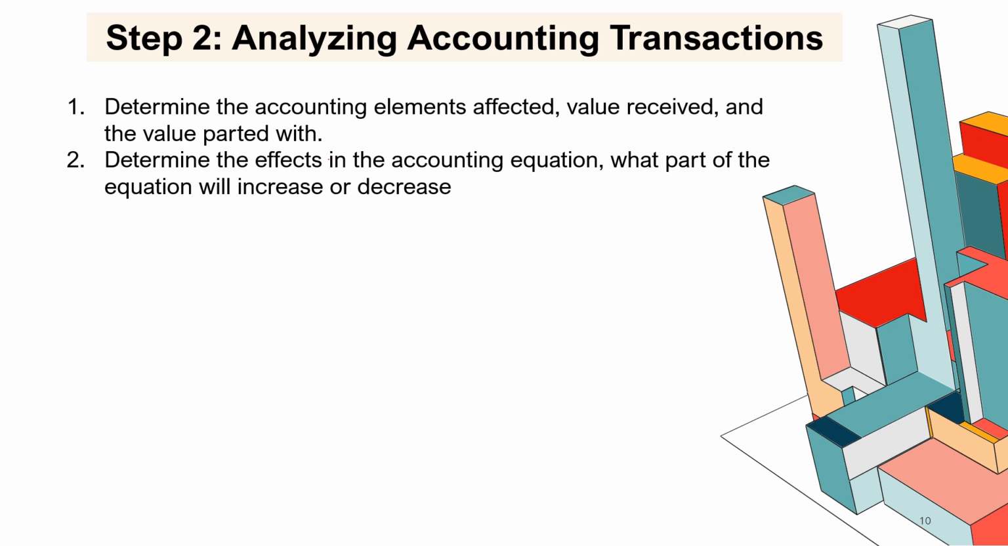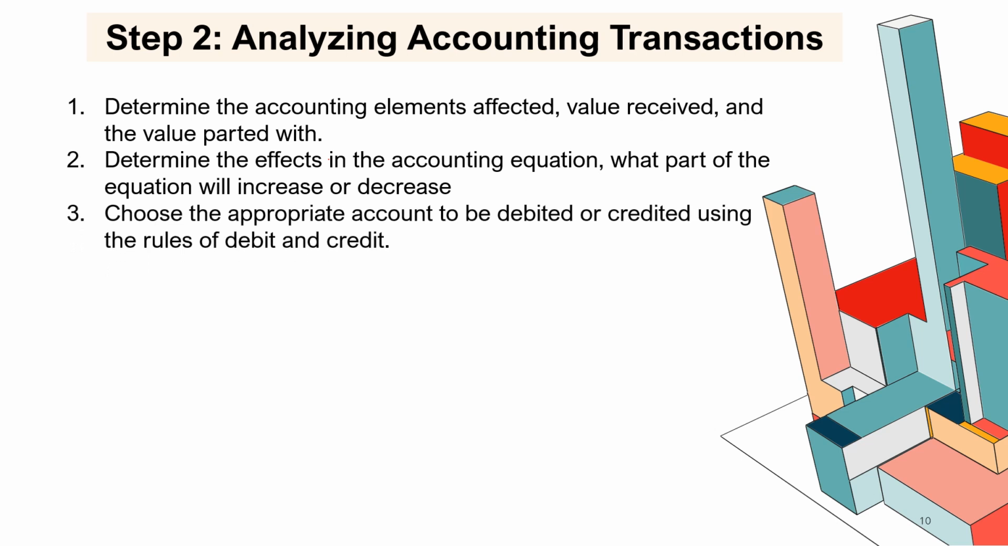And we did this number 2. Number 3, choose the appropriate account to be debited or credited using the rules of debit and credit. Remember our rules of debit and credit. Again, assets equals liabilities plus owner's equity. Assets are found on the left side of the equation. That's the debit side. That's their normal balance. How about liabilities and owner's equity? They are found on the right side of the equation. That's the credit side, and that's their normal balance.